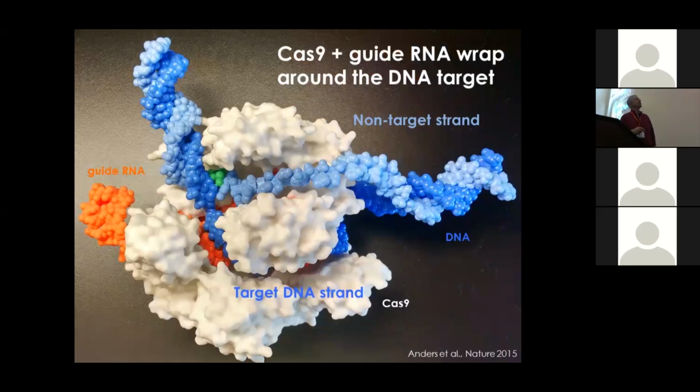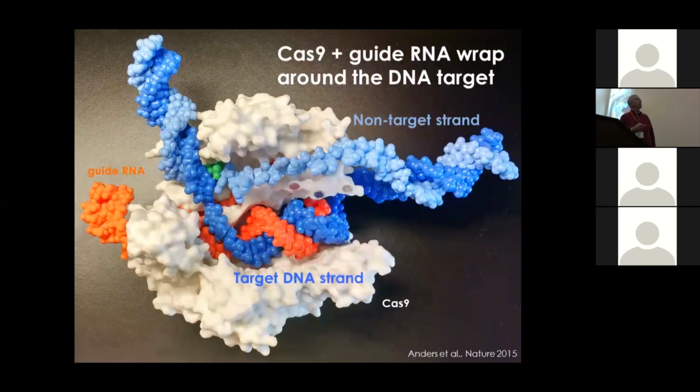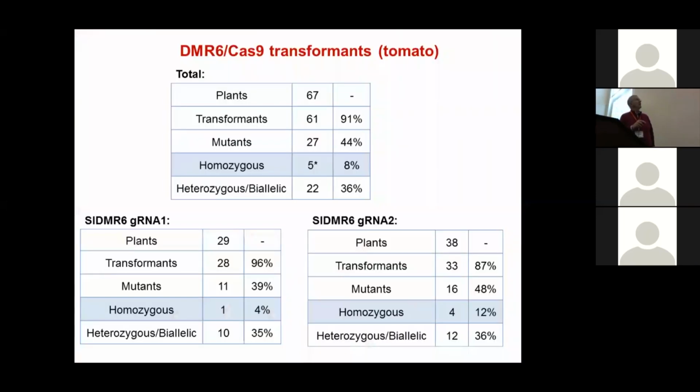So this is a nice little demonstration of the structure here. If you look at the Cas9 protein, it's the white blobs here. The guide RNA is in orange, the target strand is in dark blue, and the non-target strand of the DNA is light blue. So the Cas9 comes in, opens up the DNA molecule, and here you can see essentially where the PAM site is going to be, and it goes in and cuts the double-stranded DNA. To make a long story short, we are able to get mutations.